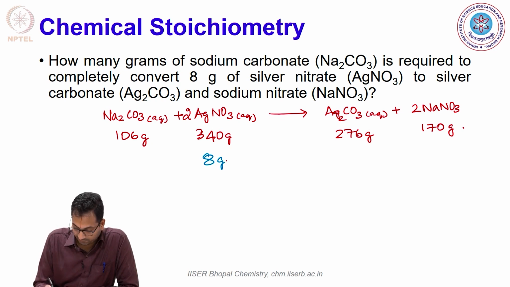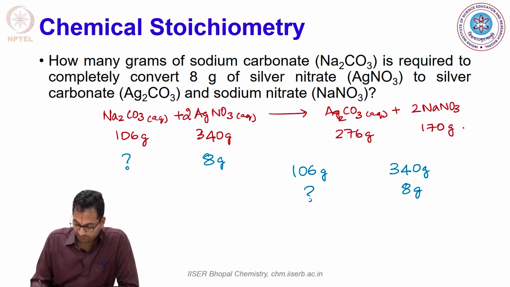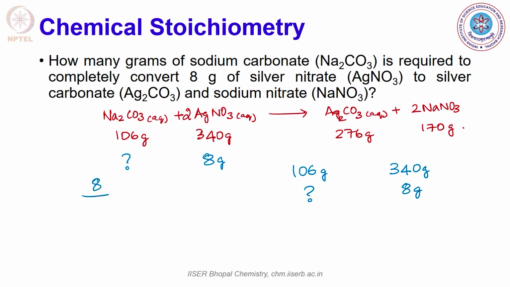8 grams of silver nitrate, how much sodium carbonate is required for completely using all the silver nitrate that is present? So, all that we have to do here is that for 106 grams, 340 grams is required. So, for 8 grams, how much is required? It is going to be equal to 8 by 340 times 106. That is going to be equal to 2.49 grams of sodium carbonate.